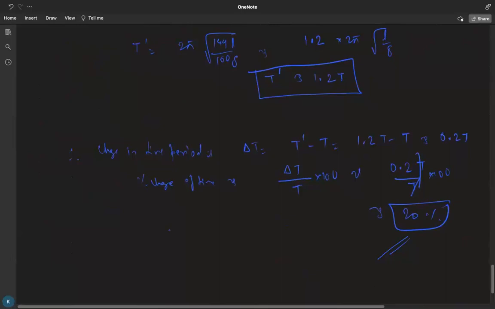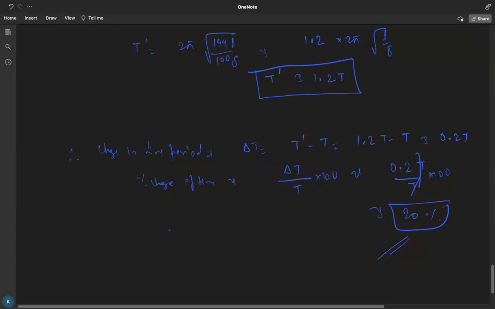And as your acceleration of gravity decreases, your time period increases. And as your acceleration of gravity increases, your time period decreases. So this is a problem based on it. Now you have to draw a graph between time period versus L, because G is constant on the planet Earth.